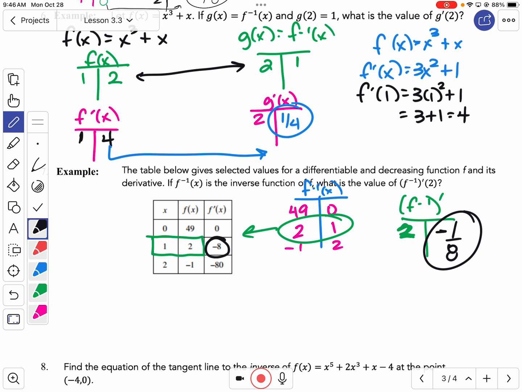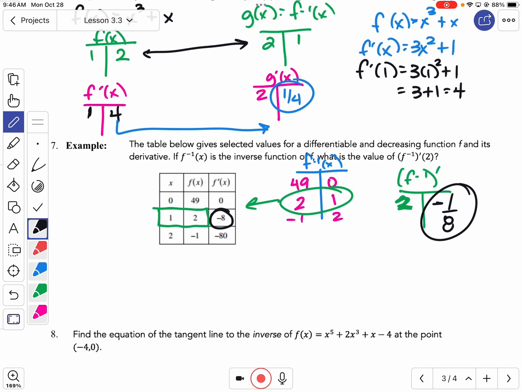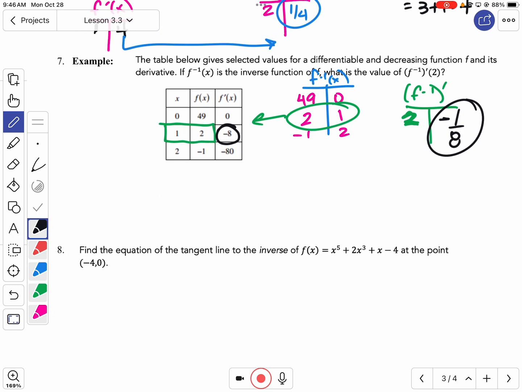All right, let's do one more, and then I'm going to let you go. So it says, find the equation of the tangent line to the inverse of f of x equals all of that at the point -4, 0. So interesting things happening right there.